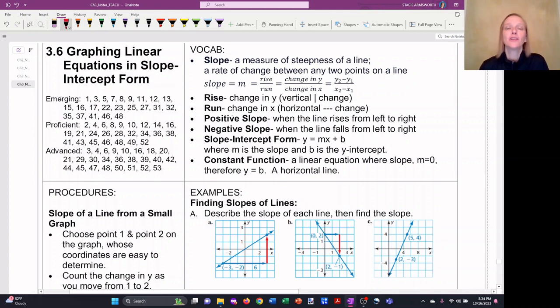Hi folks, today we're going to learn about graphing linear equations in slope-intercept form. So this is a new form of linear equations. We did standard form last time. And so it's important to know what slope-intercept form looks like.